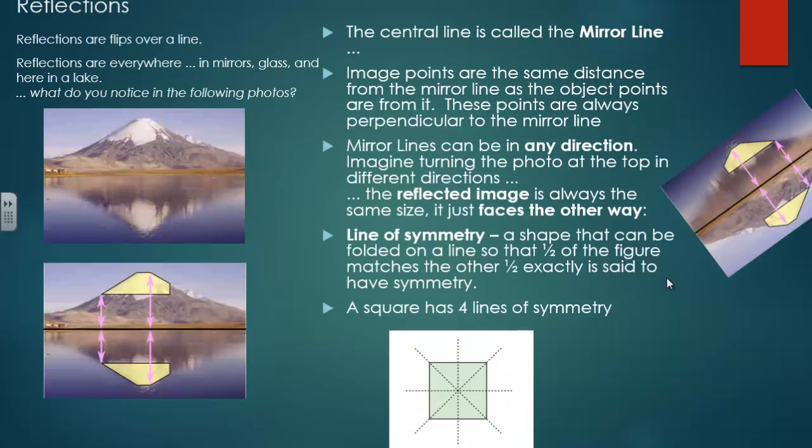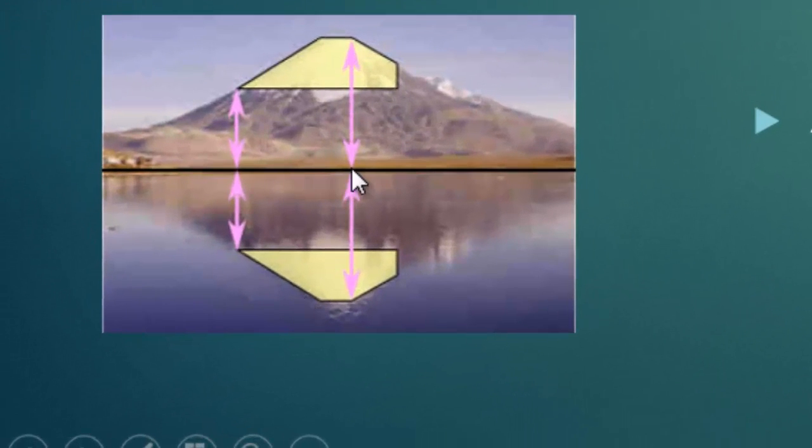So reflections are a little bit different, and they are again the flips over a line. So if you take a look at this picture of this mountain, you can clearly see the reflection underneath. And where the mountain meets the water is what we would call our mirror line. So that's where the reflection takes place. So if you notice here, okay, it's the exact same shape, just upside down. So it's been reflected over this mirror line right here.